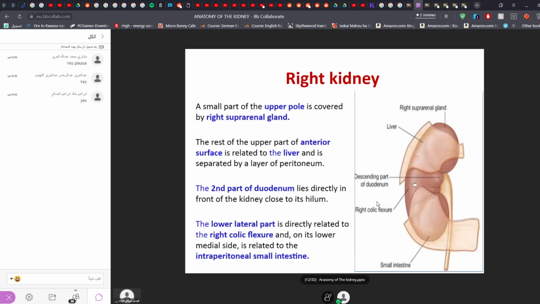Then we'll be having the right colic flexure, which is also called the hepatic flexure, the right colon, and again the small intestine mesentery loop. The lower part is directly related to the right colic flexure, and on its lower medial side it is related to the intraperitoneal small intestine. So you can see these.